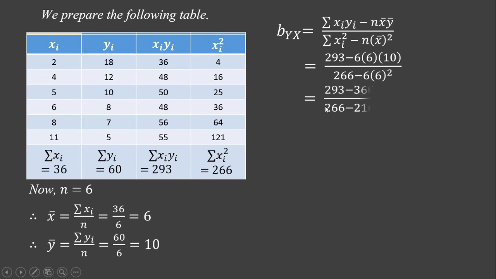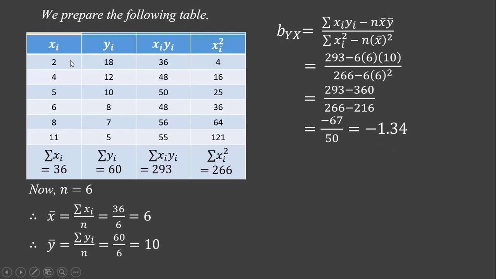So this calculation gives 293, 6 into 6 into 10, 360, 266, 6 square is 36 into 6, 216. So this calculation is 293 minus 360, minus 67, upon this subtraction is 50. Now this division gives us minus 1.34. Now here the regression coefficient of y on x is minus 1.34.